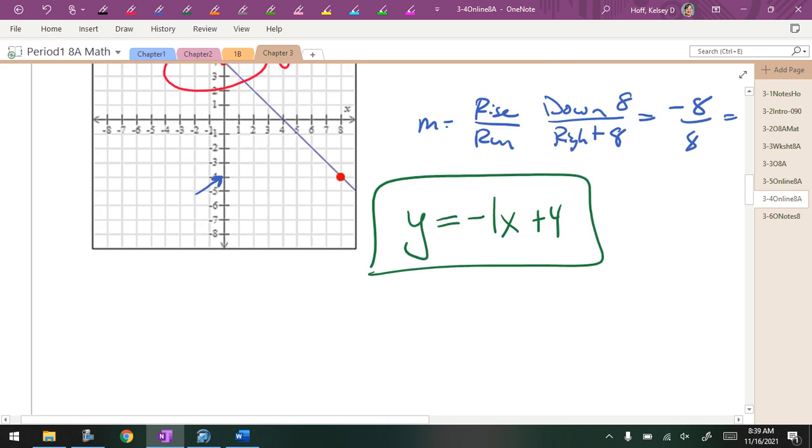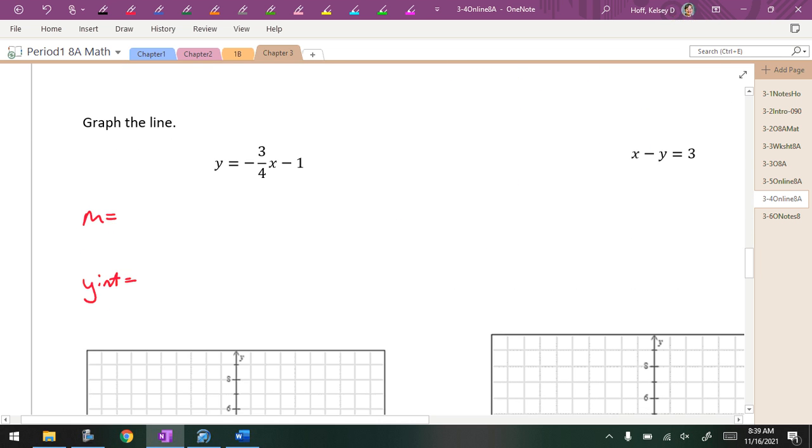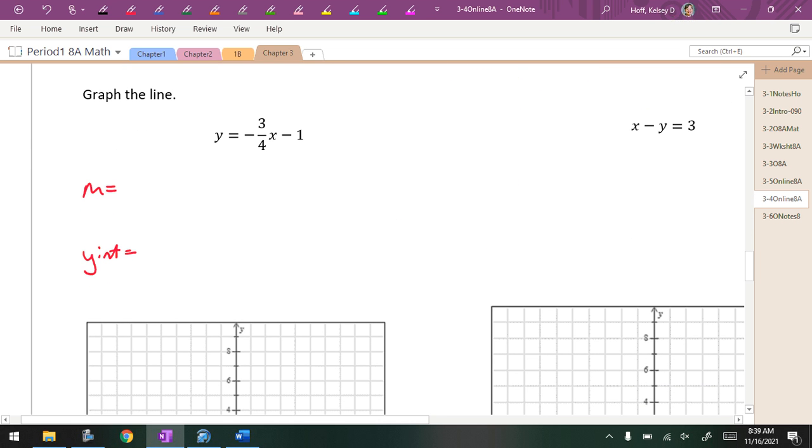Okay? So look at our equation. What number is in front of x? -3/4. Remember, Miss Hoff tells you to put that negative sign with that top number. Remember that? Y-intercept, -1. The number without a variable.